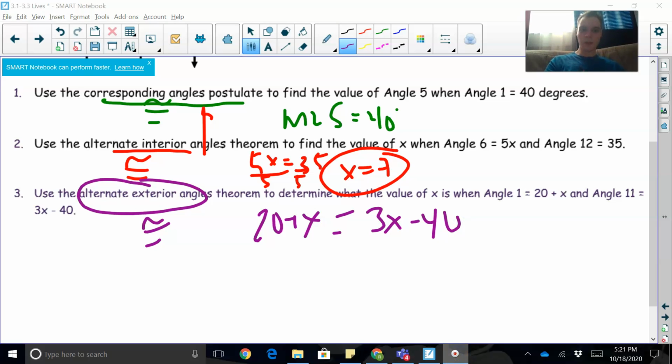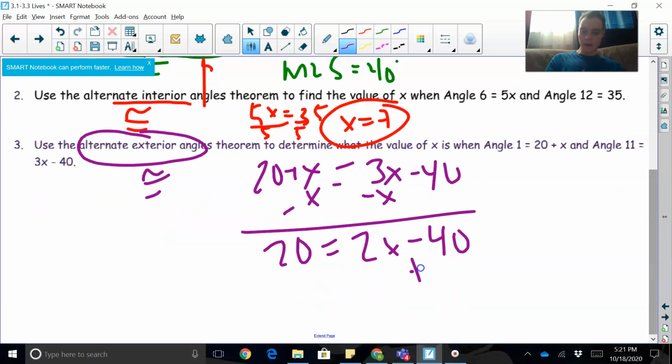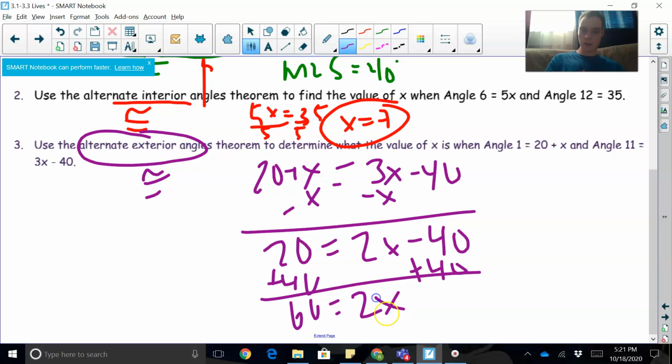So here I can subtract the x, and I get 20 equals 2x minus 40. I can add the 40 to both sides. I get 60 equals 2x, divided by 2, and x equals 30.